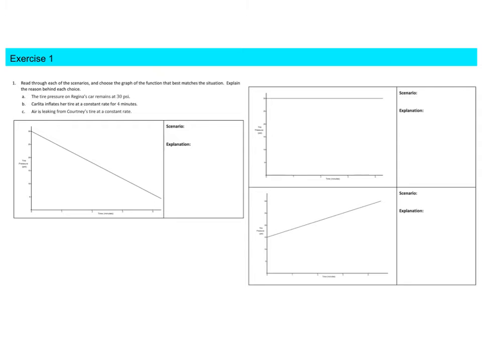Alrighty, what I want you to do here is pretty much the exact same thing we just did. Read through these descriptions and then match them to a graph. So A says, the tire pressure on Regina's car remains at 30 psi. B says Carlita inflates her tire at a constant rate for 4 minutes. And C says air is leaking from Courtney's tire at a constant rate. So take about 1 minute and match these graphs to each of those, A, B, and C, and then we'll go over them.